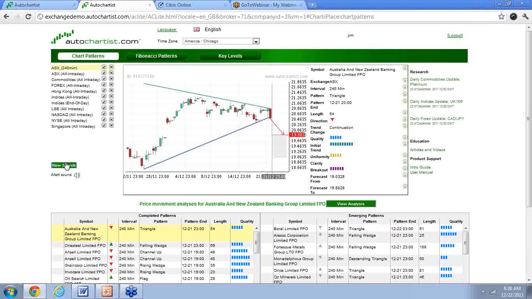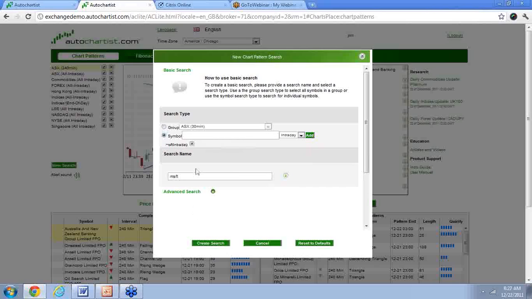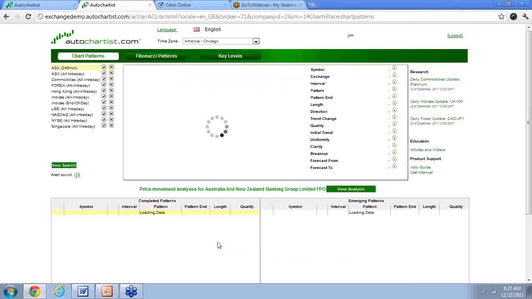You can go to Autochartist, and you can type in these symbols. Okay, so for example, if I wanted to look at Microsoft, I can put in the symbol for Microsoft, and I can add it in there, Microsoft intraday. But I can also change this, I can name this high volume and high range. Okay, so I can create that search.